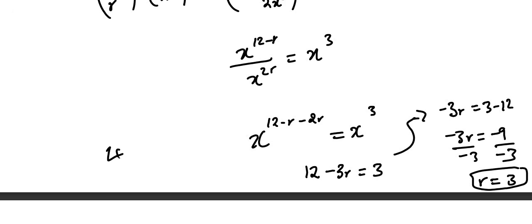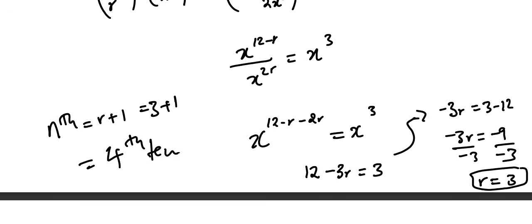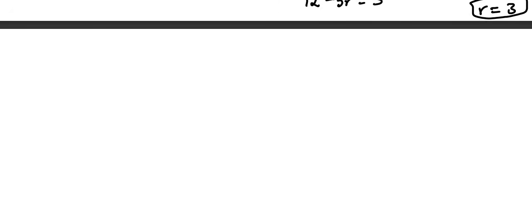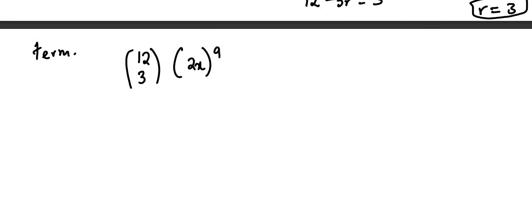So you know you're dealing with the fourth term because the nth term is r plus 1. So this is just 3 plus 1. So we are dealing with the fourth term, whose r is 3. We can now proceed and get the term. So the term, if we get it, there's a 12, the r is a 3. The first term is 2x. 12 minus this, that's a 9.